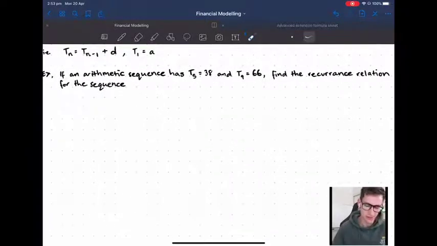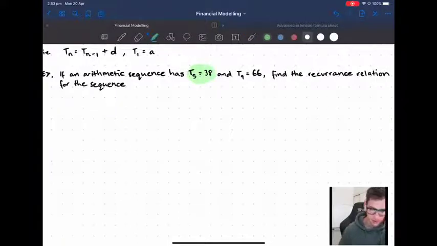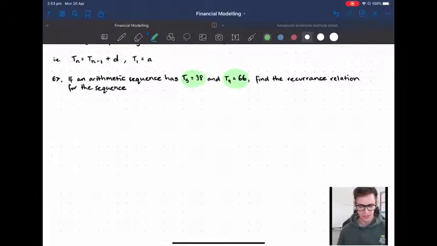In an arithmetic sequence, it has fifth term 38. I might highlight this just so we keep track. Fifth term 38 and ninth term 66. And then we want to find the recurrence relation for this sequence. Now here's one where we don't have the first term, we don't have two sequential terms, so we can't just find the common difference. And that can be really overwhelming. You go, oh God, how do I even start to find the recurrence relation? Because for that, I need the difference and I need A.